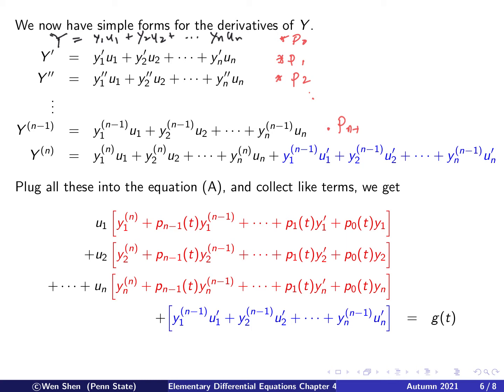Now let's collect like terms. So let's collect terms that involve u1. Which terms have u1? Well, this term has u1. Taking out u1, I get y1 to the nth derivative. And this term has u1. Taking out u1, I get p(n-1) times y1 to the n-1 derivative. And all the way, all these first terms will be collected, and then all the way over here. Then if you take out u1, you get p1 y1 prime, and then here if you take out u1, you get y1 times p0, which is here. Okay, and then you do a similar thing for u2, which are all these terms, which will give you that, and all the way to un, which are all these terms, which will give you this by taking out the common factor, un.